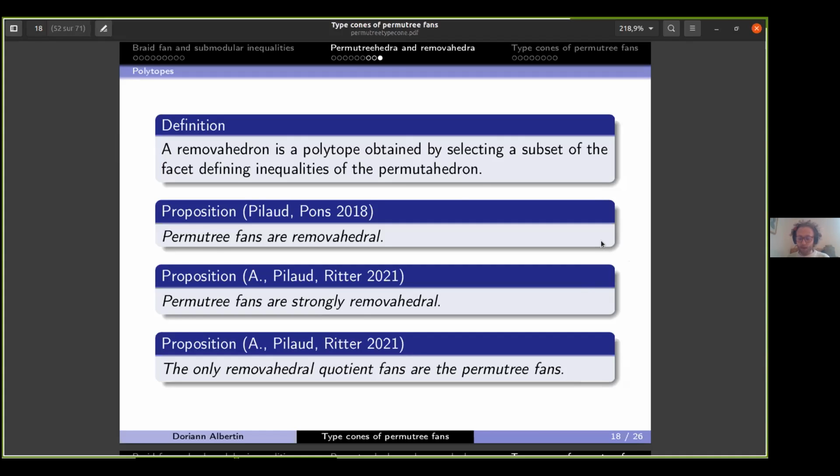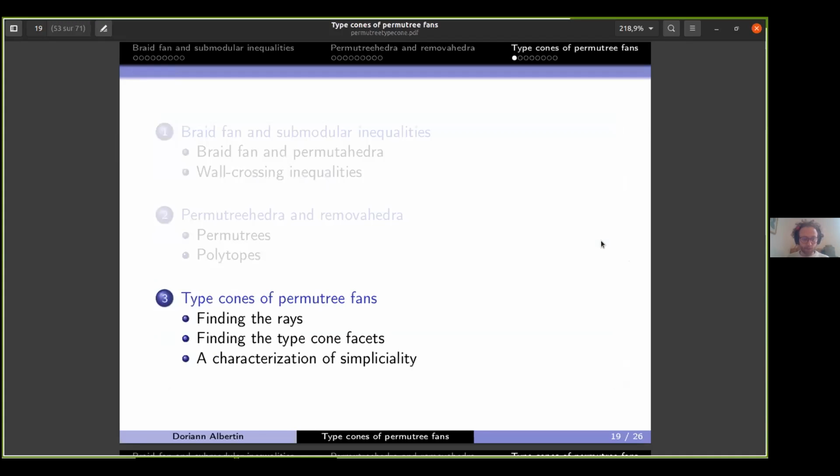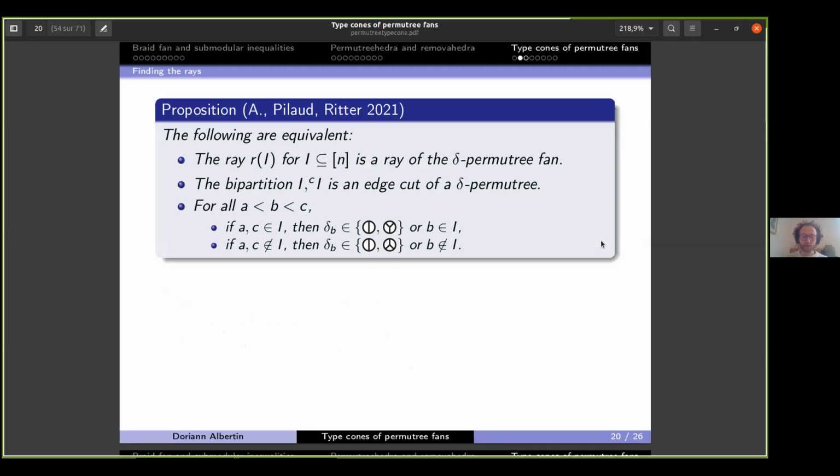Okay, so now I'm able to state what I want to say about the type cones of the parametry fan. So recall we had the Shephard-Fenchel-Zelevinsky proposition that states that we only need the wall crossing inequalities. So first thing we have to do is find out which are the rays of the delta parametry fan. And then we need to know which one define an inequality and a strict inequality, one that is not implied by the others.